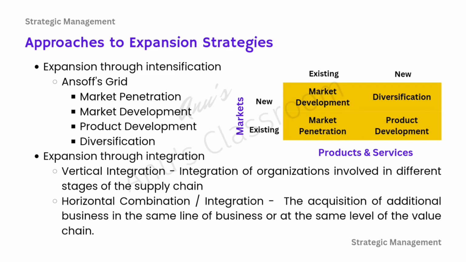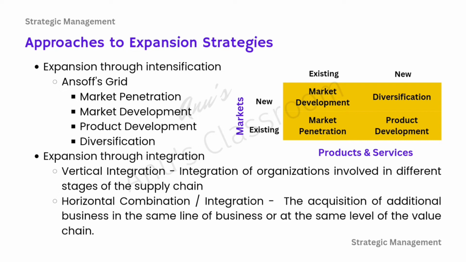Now, expansion through integration could be of two types: vertical or horizontal, or combination, right? Vertical integration is the integration of organizations that are involved in different stages of the supply chain, whereas horizontal or combination integration is the acquisition of additional businesses in the same line of business or at the same level in the value chain. You can think of a hypothetical example of horizontal integration: let's integrate Horlicks with Boost, right? Horlicks and Boost combining, or Horlicks and glucose combining, something like that. So that is a horizontal integration.